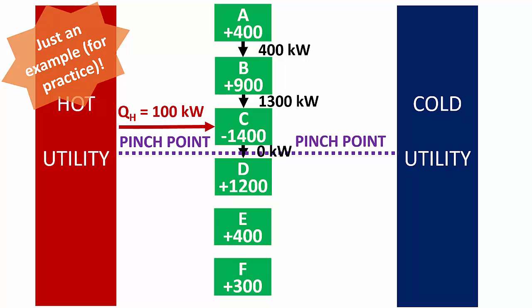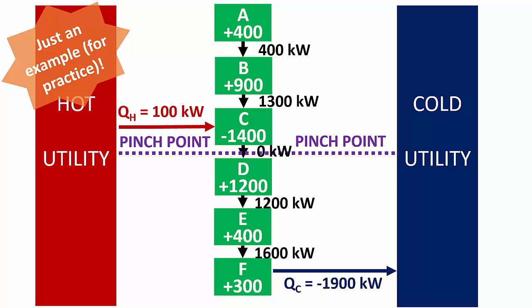Block D does have 1200 kilowatts of heat to send to block E. It combines with E's 400 kilowatts to send 1600 kilowatts to block F. Block F has 300 kilowatts of heat. This means that we have an excess of 1900 kilowatts of heat that we need to dispose of using the cold utility.